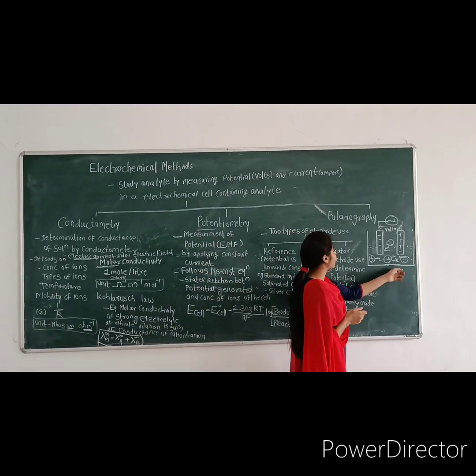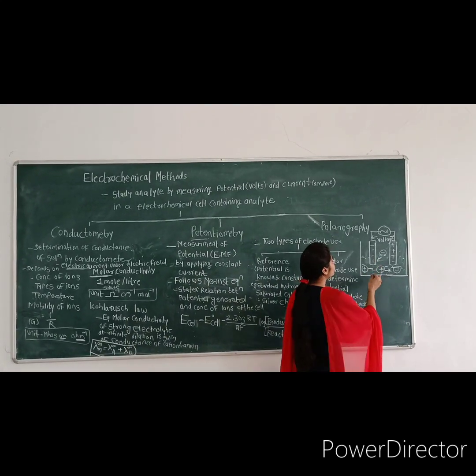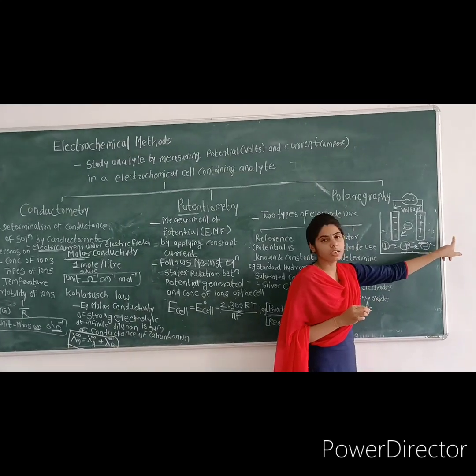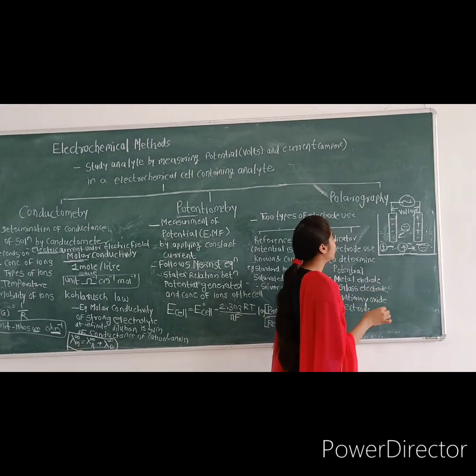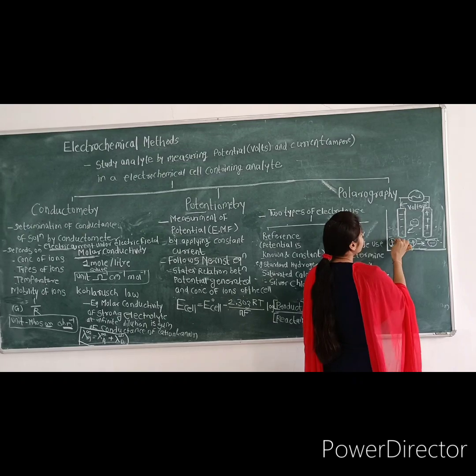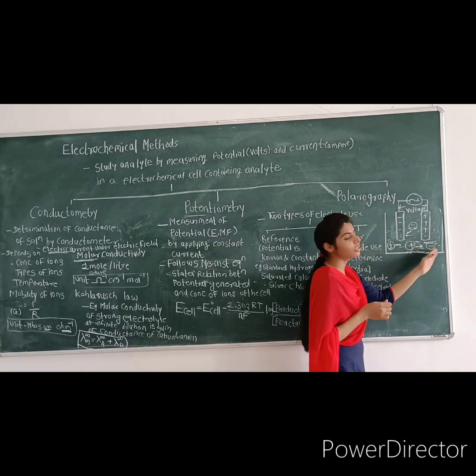See here in this diagram, these are the two electrodes, one is the reference electrode and the other one is the indicator electrode. Then this is our electrolytic solution and these are the positive and negative ions produced in that solution.